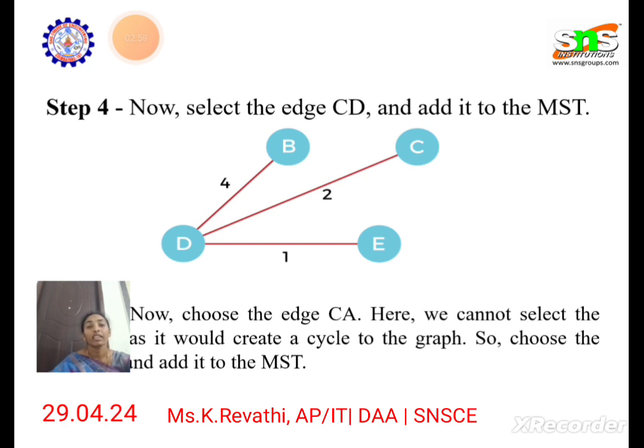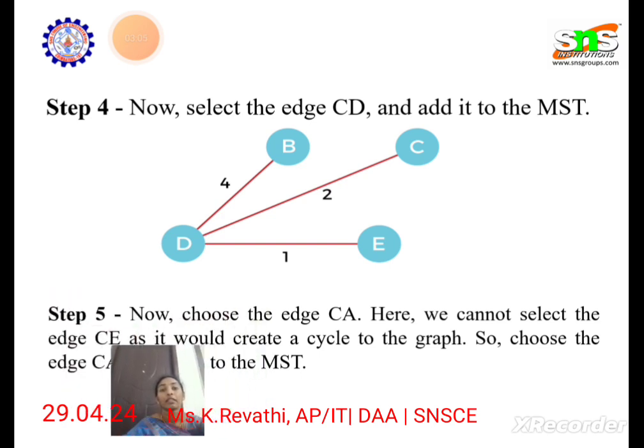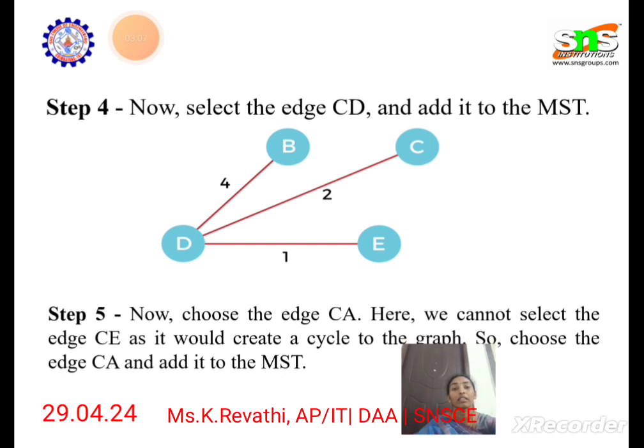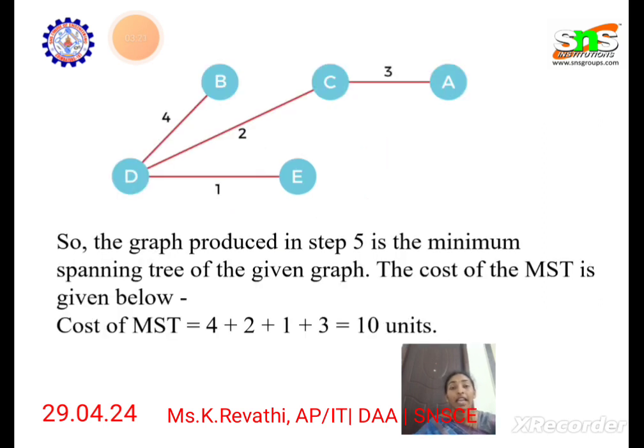Now choose the edge C to A. Here we can't select the edge C to E because it would create a cycle in the graph. So the chosen edge is C to A, and we add it into the minimum spanning tree. Next, in step 5 we get the minimum spanning tree of the given graph.